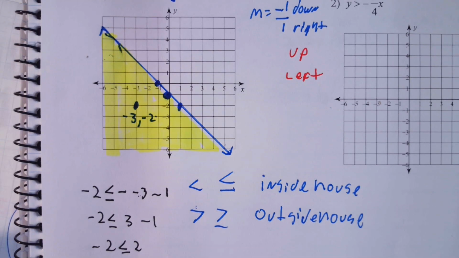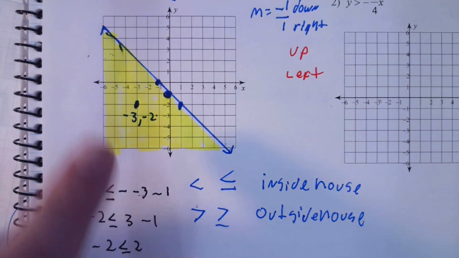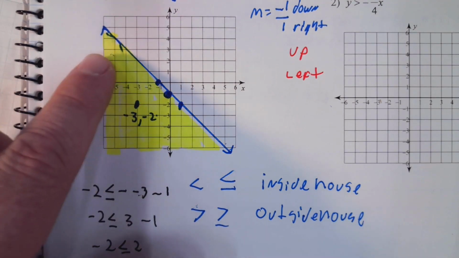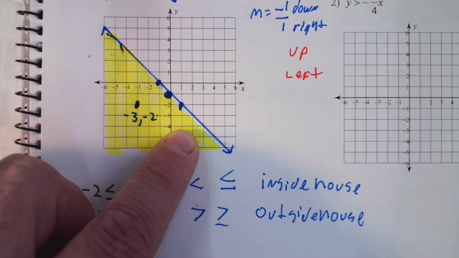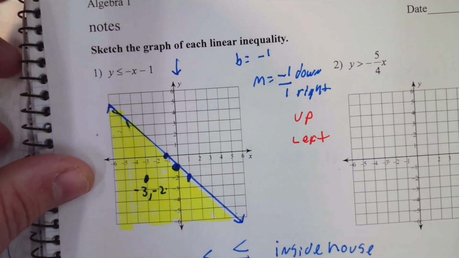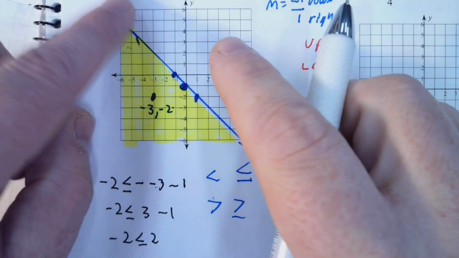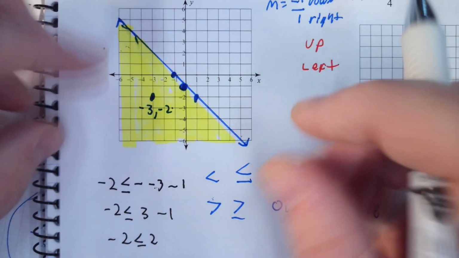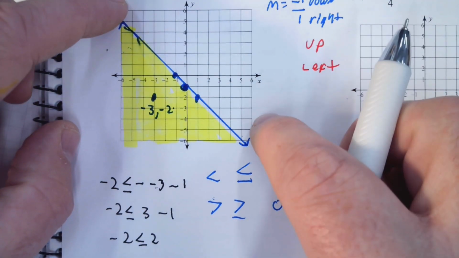Is negative 2 less than 2? Okay, so that means the reason why I color every single point in this shaded area is that it would make this a true statement. Okay, and again, I look at the less than symbol and I think about how I can contain less than. I think it's inside the house. It's going to be the dry side of the roof.